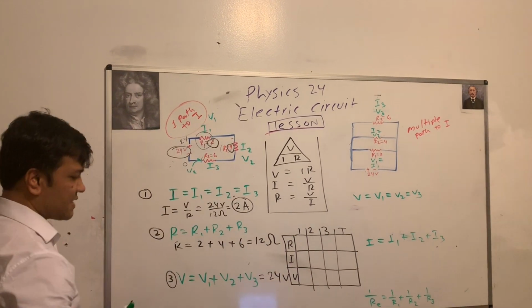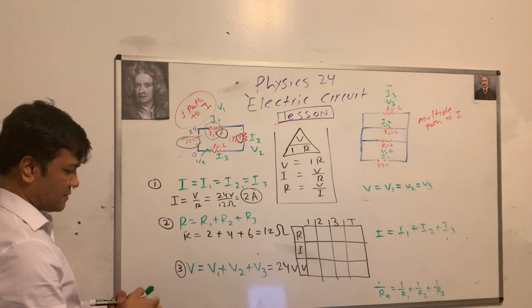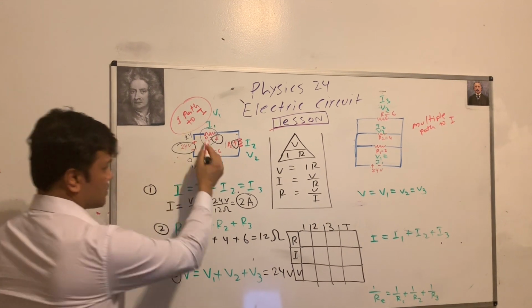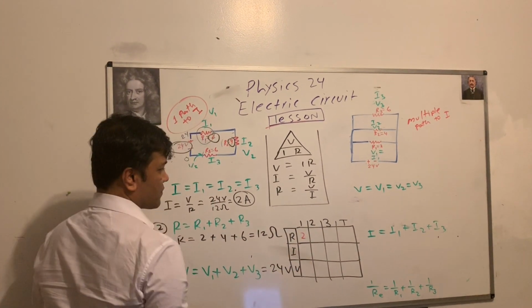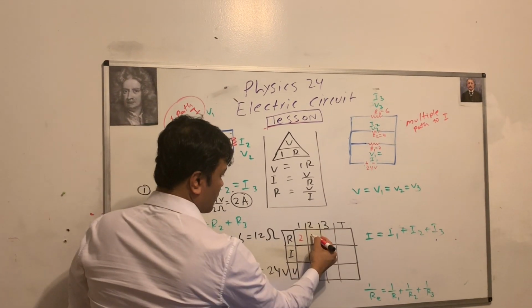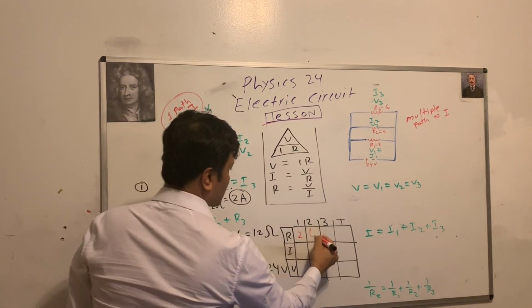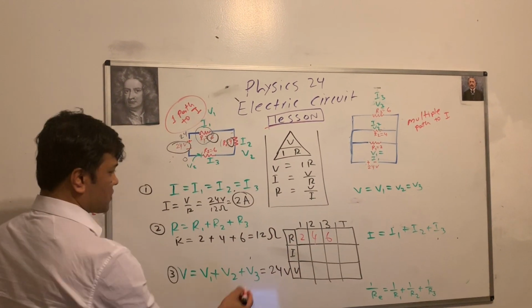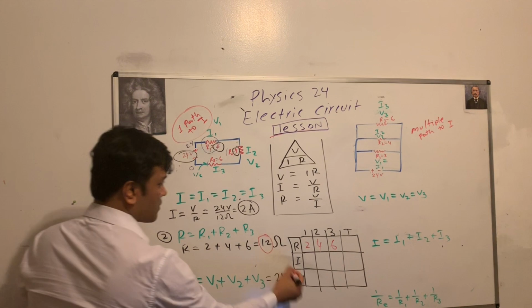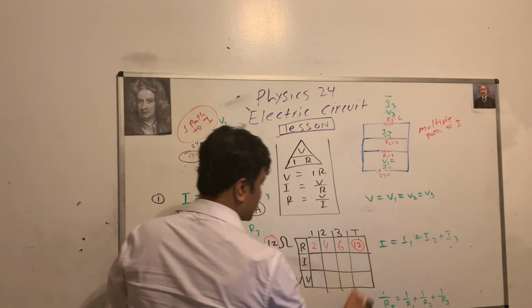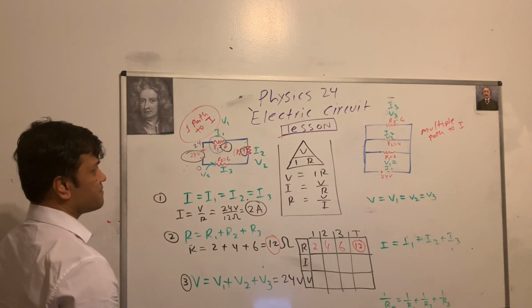What is the resistor at 1, Isaac? 2 ohms. Then 4 ohms, 6 ohms, and the total we got how much? 12 ohms. Very good.